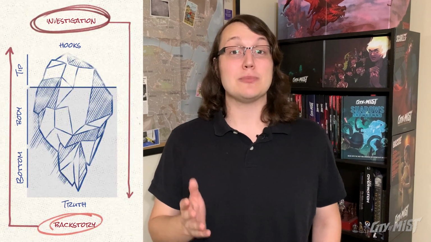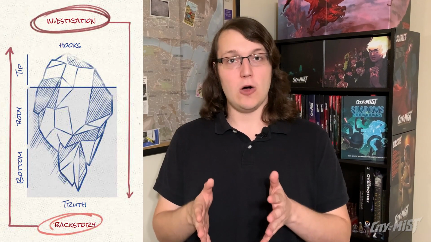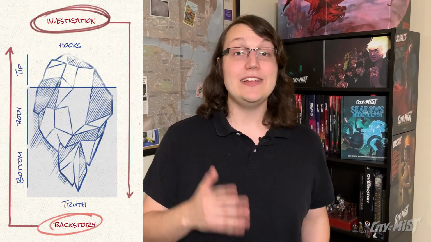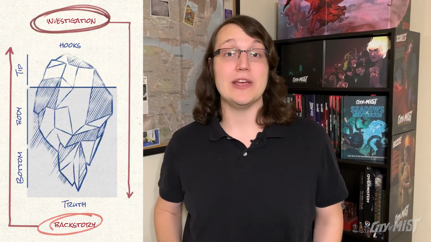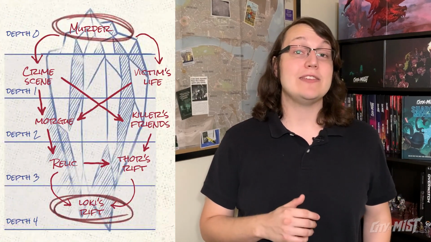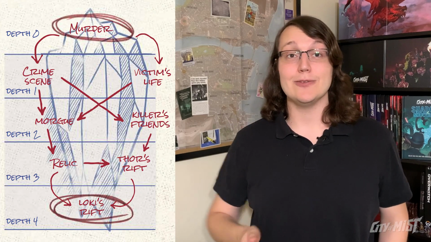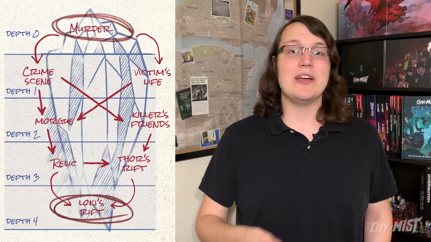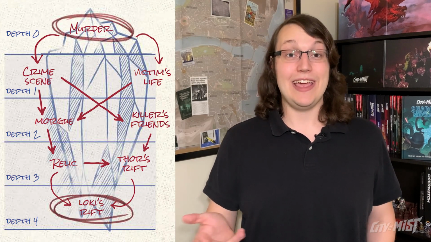How deep the iceberg goes determines how involved the crew becomes in the case, with each new depth revealing important information. Every location and major character involved in the case should appear somewhere on the iceberg diagram. This not only makes it easier to keep track of all the details, but it also gives you a roadmap for how the players can investigate the case.